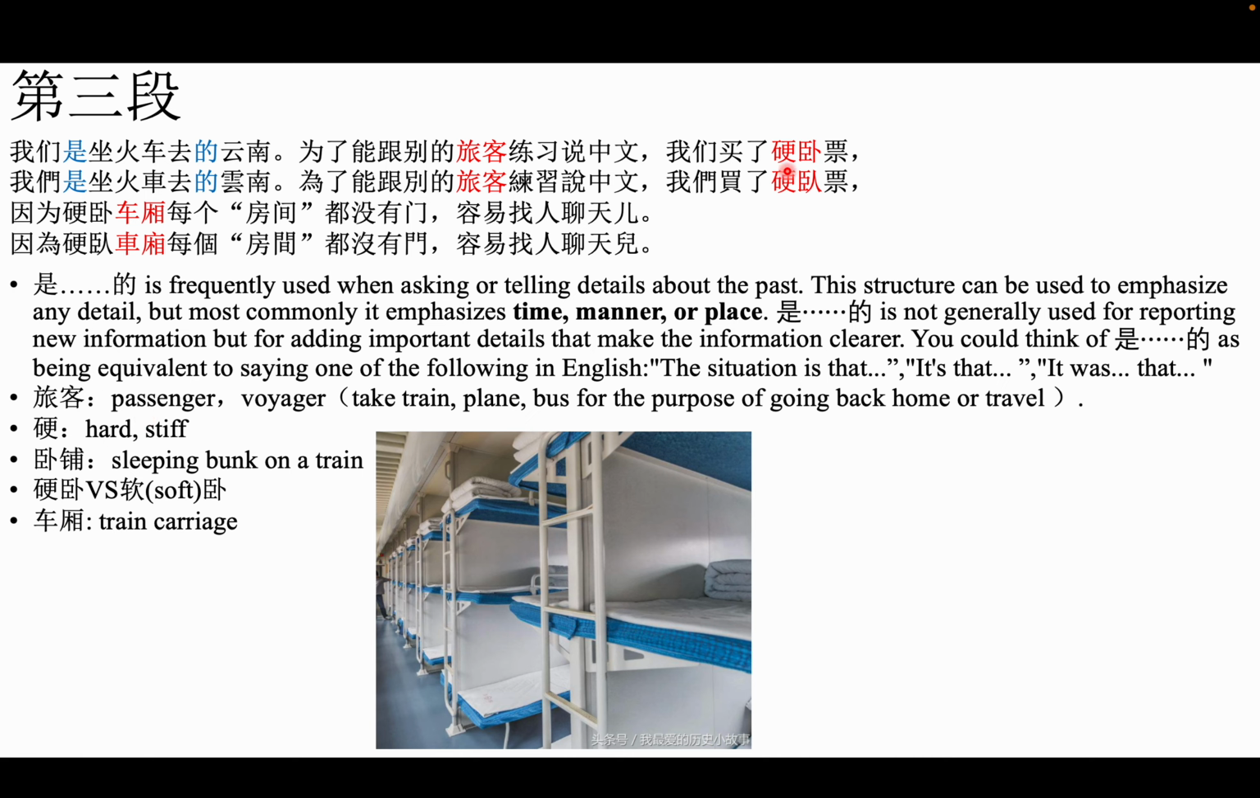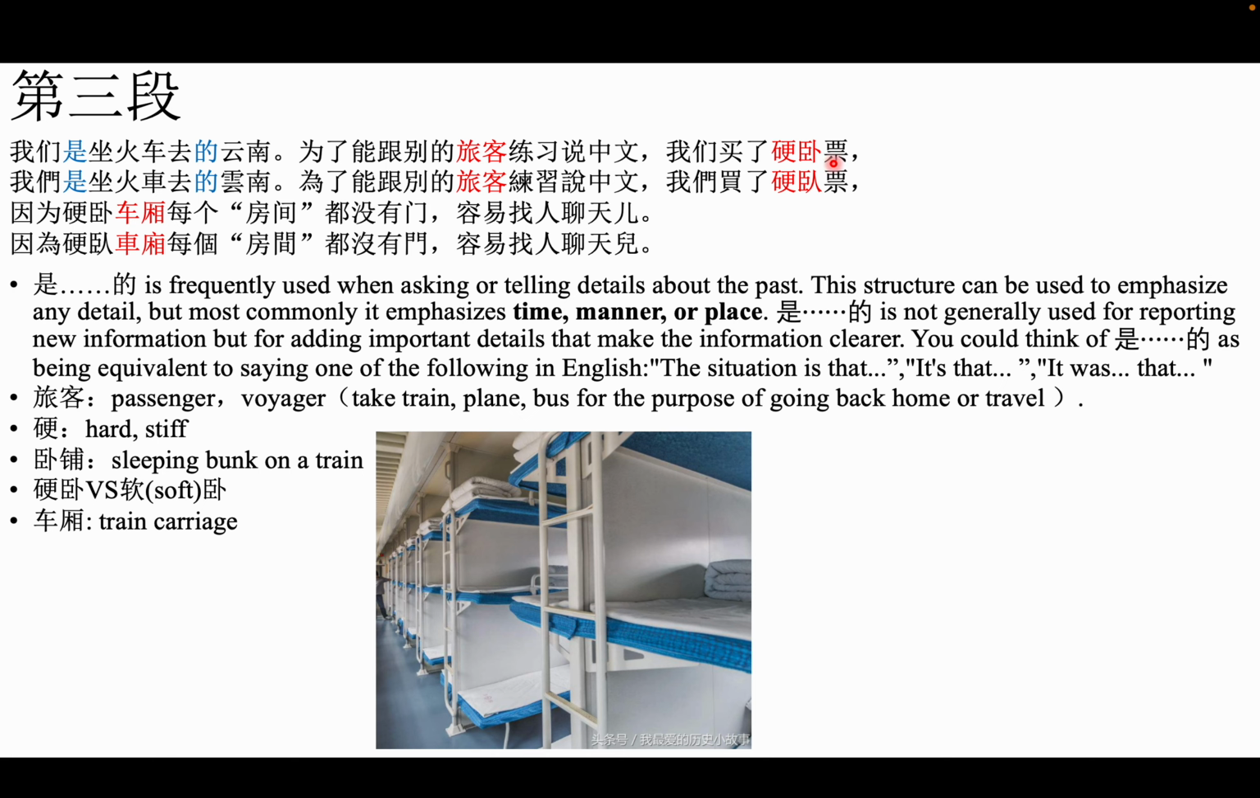好，我们买了硬卧票。硬 means hard, stiff. 卧 means sleep. You can lie down. 卧铺 is a sleeping bunk on a train. But combine 硬 and 卧 put together, you can just omit 铺. You can say 硬卧 ticket.